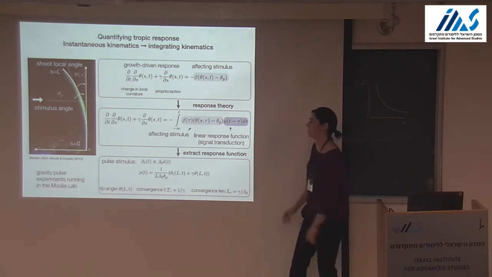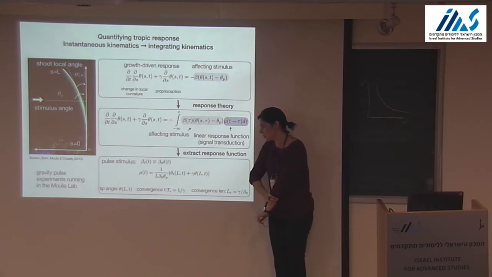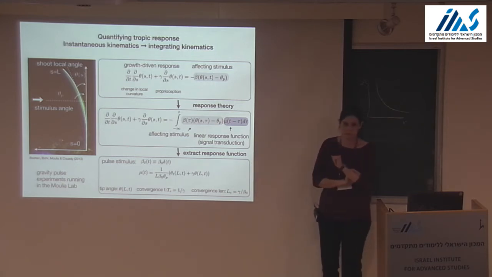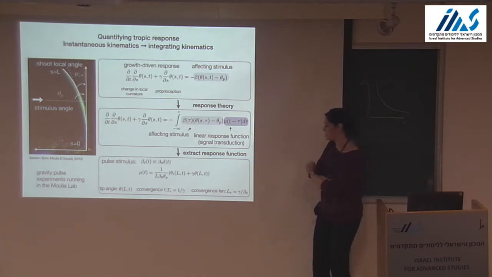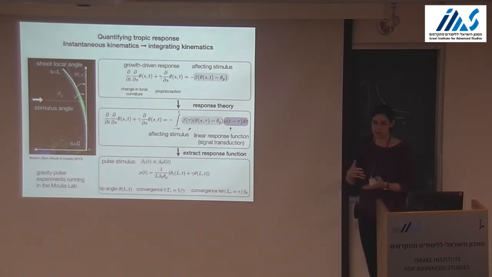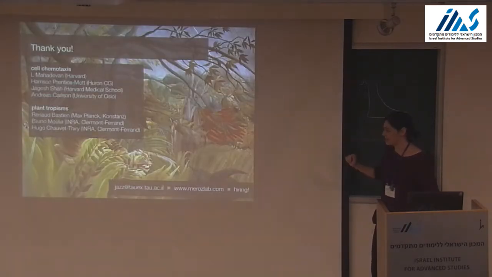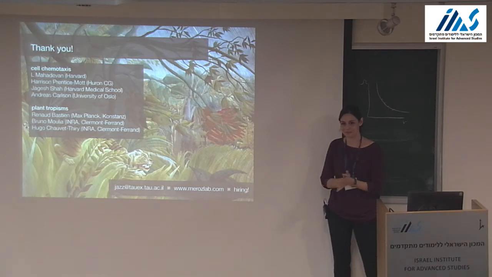And as we speak, we're running experiments in the Moulia lab in France of pulses of gravity. And hopefully we'll be able to say something interesting very soon about this. And the idea is to associate this, of course, with the stochastic transport of auxin. So that's it, I guess. Thank you very much.